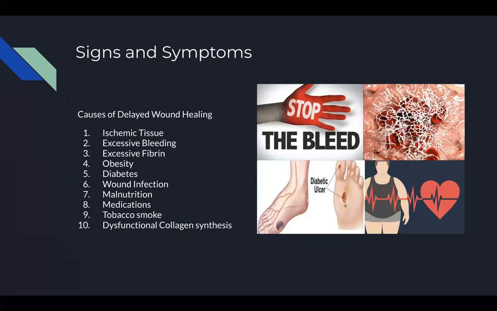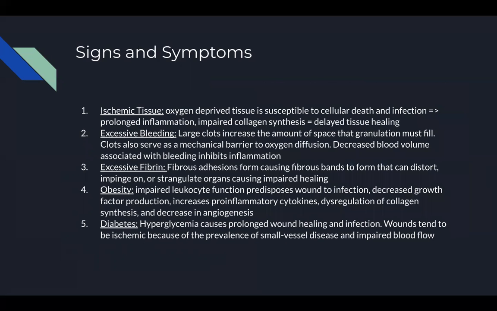On the next slide, we have the causes of delayed wound healing, as Maggie mentioned before. Signs and symptoms: we have ischemic tissue, excessive bleeding, excessive fibrin, obesity, diabetes, wound maturation, malnutrition, medications, tobacco smoke, and dysfunctional collagen synthesis. If we go to the next slide, we're going to go over them. Ischemic tissue is oxygen-deprived tissue and is susceptible to cellular death and infection, which causes a prolonged inflammatory response and impaired collagen synthesis, eventually delaying wound healing.